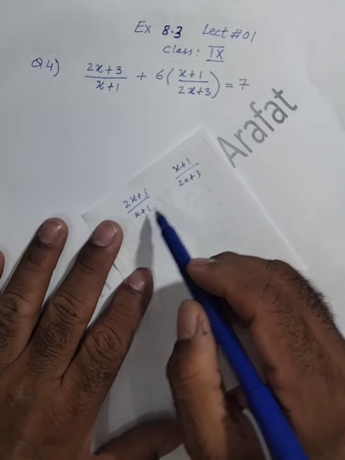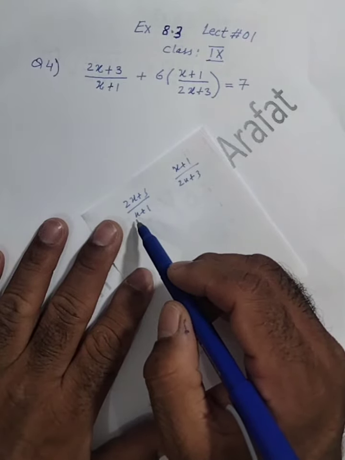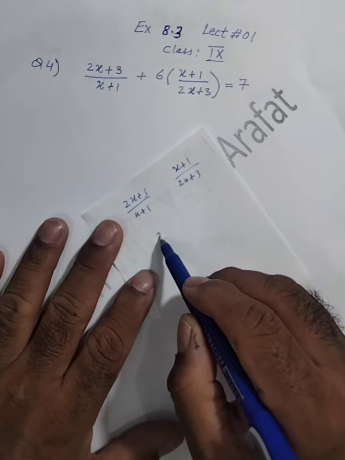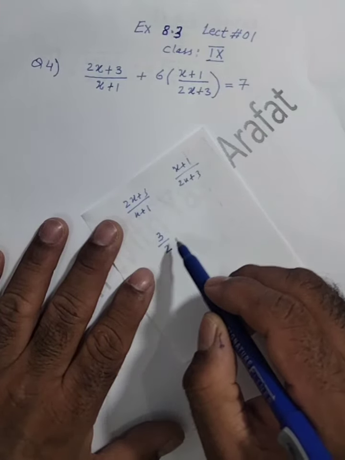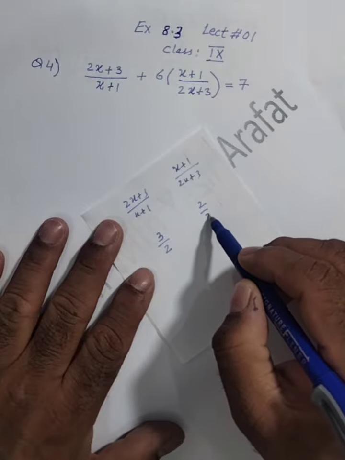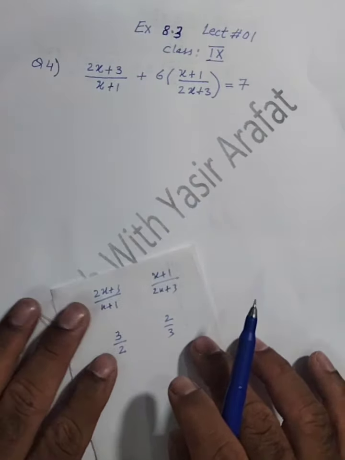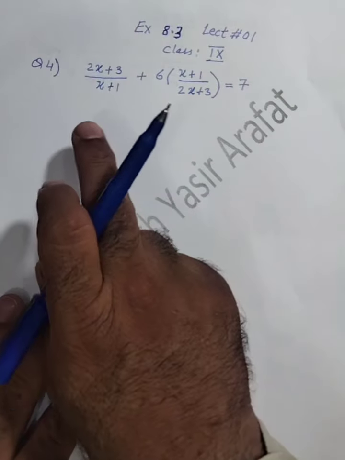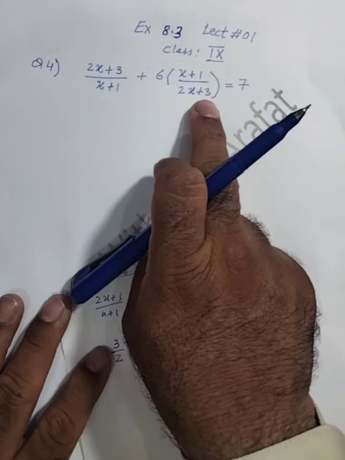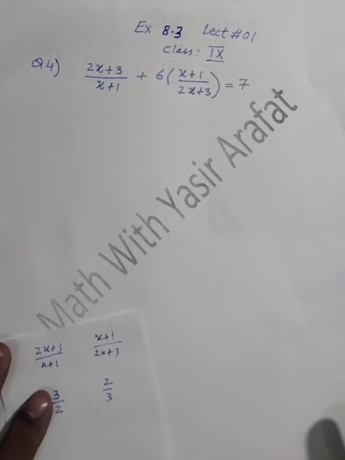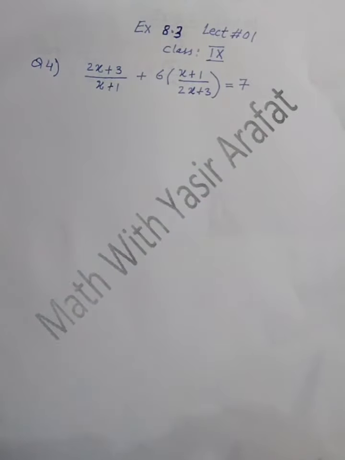This fraction is the reciprocal of this fraction. For example, if we have 3 upon 2, what will be the reciprocal of 3 upon 2? It will be 2 upon 3. So the important case here, which we are going to discuss with you, is the reciprocal relation between two fractions. This is the first case of this 8.3 exercise in question number 4.